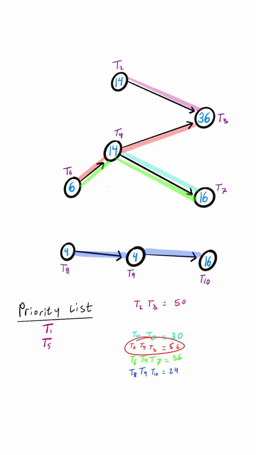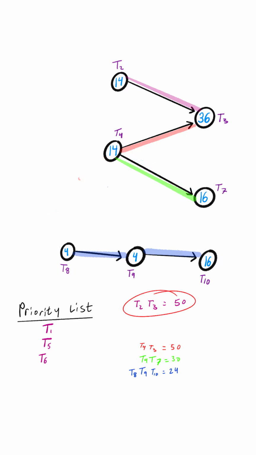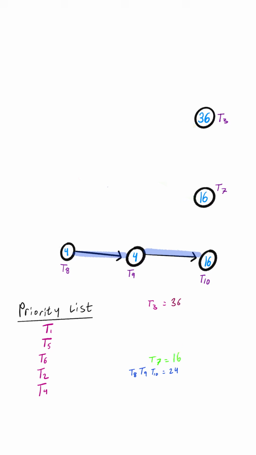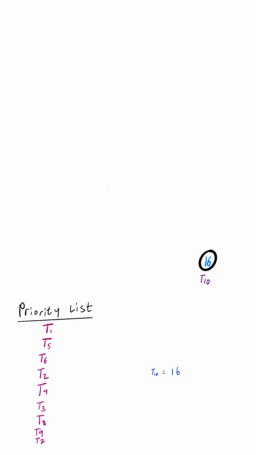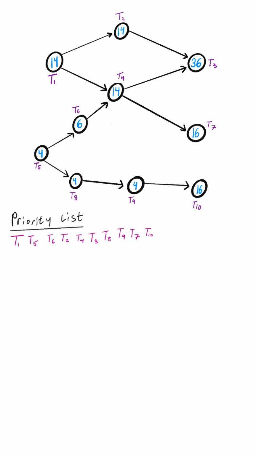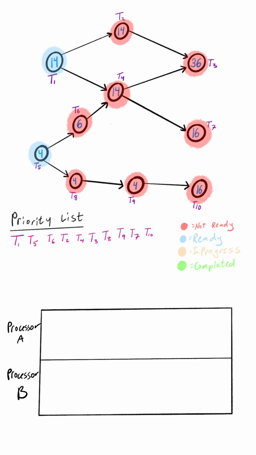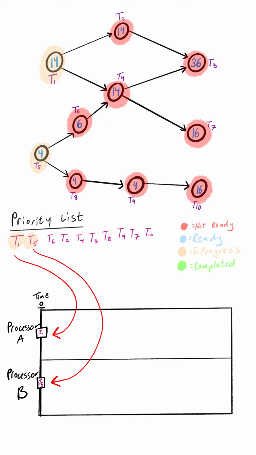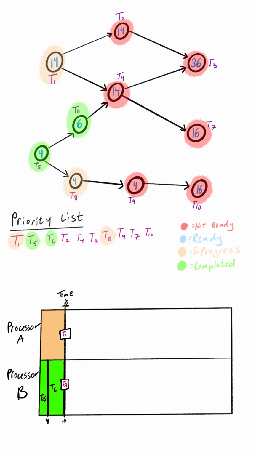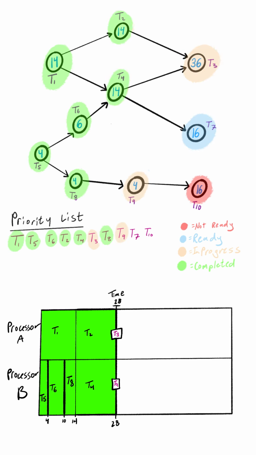We repeat this process. Remove the head of the critical path, reevaluate, add the new head to the list, and continue until all tasks are listed. In the case of a tie, we simply pick the task with the lower number. Once the priority list is ready, we run the list processing algorithm. We choose a ready task that's highest on the priority list and assign it to the first available processor. For a slower, more in-depth explanation, check out my last video.